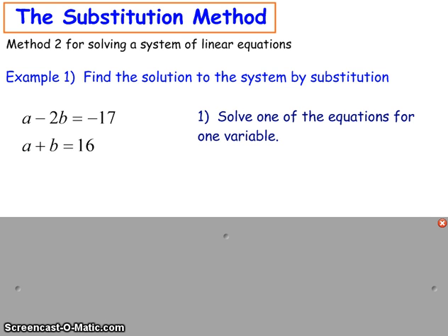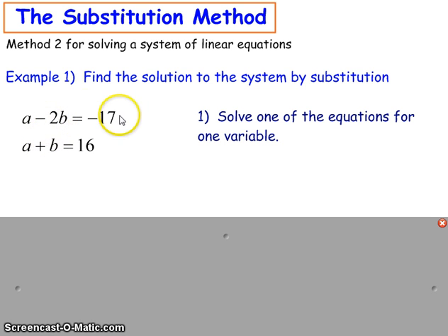So if I ask you to find the solution to a system by substitution, the first thing you should do is choose one equation and solve it for one of the variables in the equation. So I could pick either the first equation or the second equation and solve either of them for A or B. In this case, all of those would be pretty decent ideas, except probably solving this equation for B. Because the other ones have a coefficient of 1, you just have to do one step to get that variable alone.